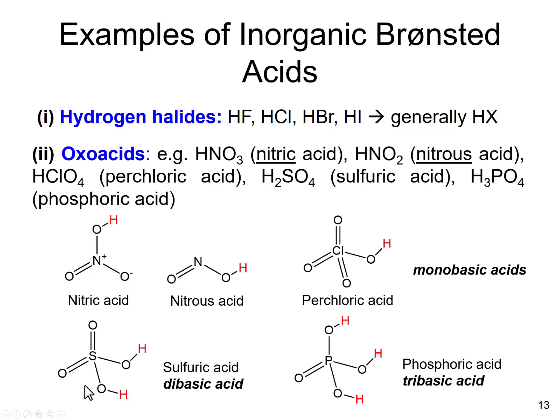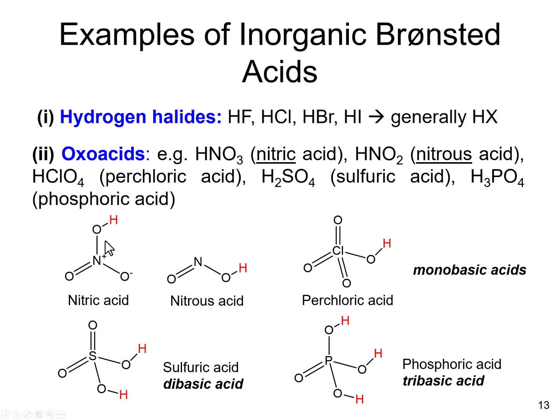Here you have sulfuric acid, the Lewis structure depicted here. It can remove 2 protons or donate 2 protons, so it's a dibasic acid. And the phosphoric acid can donate 3 protons. Again, it acts as a tribasic acid.